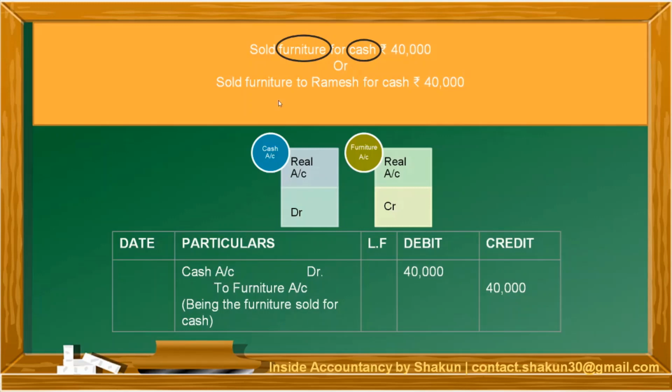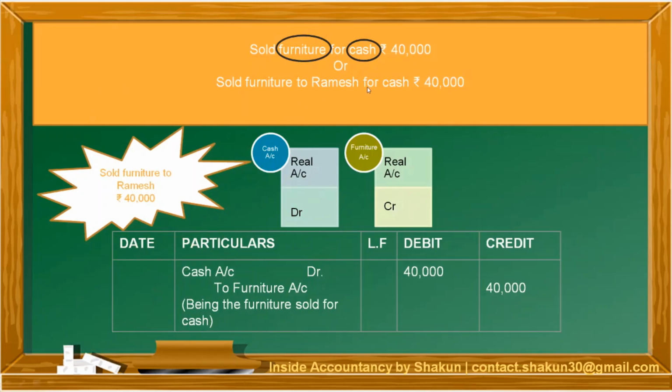Please note, we are not going to write sales account here. Why? Because we are selling our furniture, which is our asset. We are not selling goods. Had it been goods instead of furniture, then we could have written sales account here. But since this is an asset which is sold, the name of the asset will appear, not sales account. Sales and purchases are only used in case of goods. Moving on.